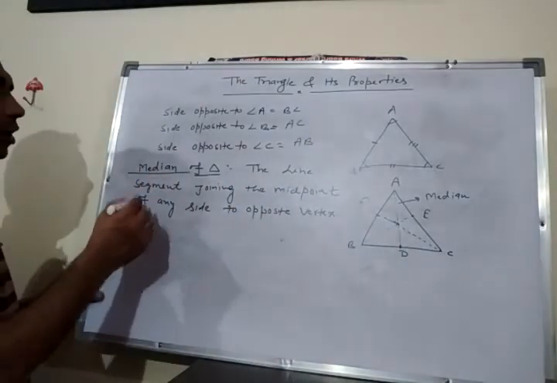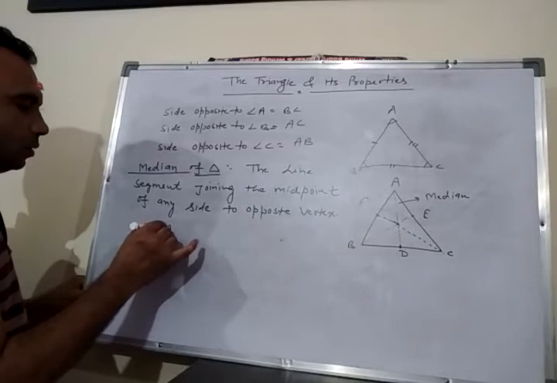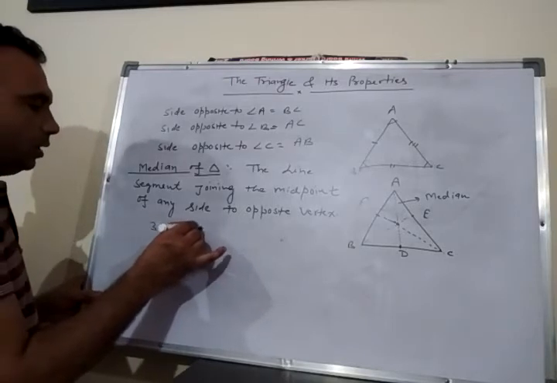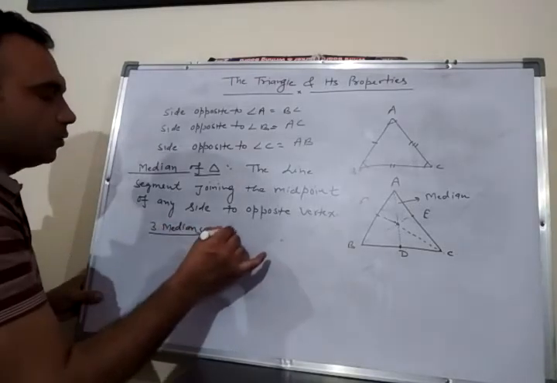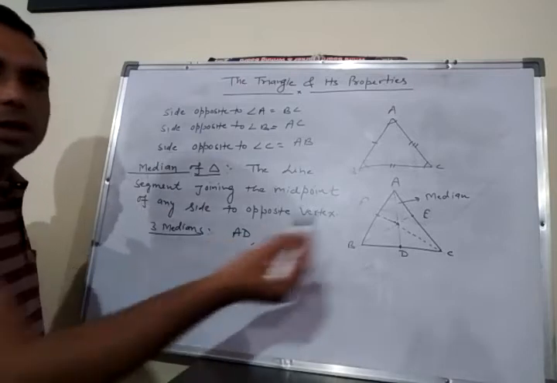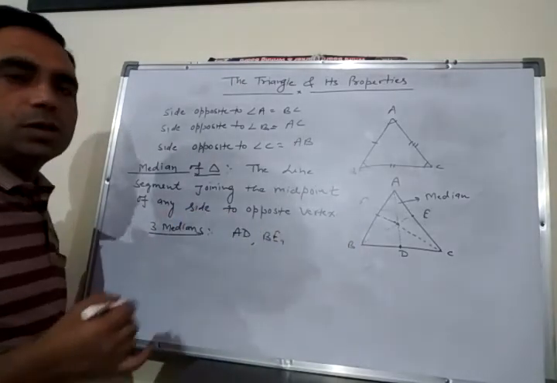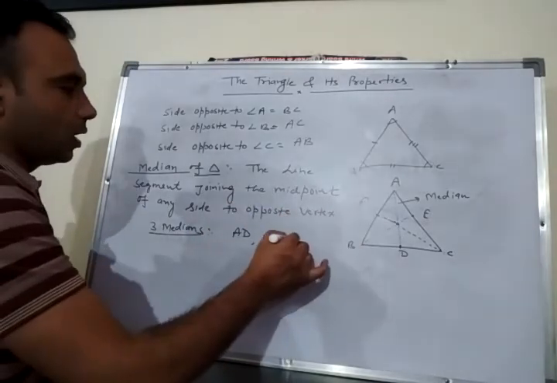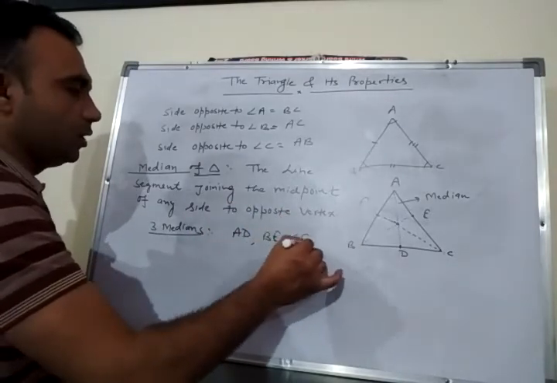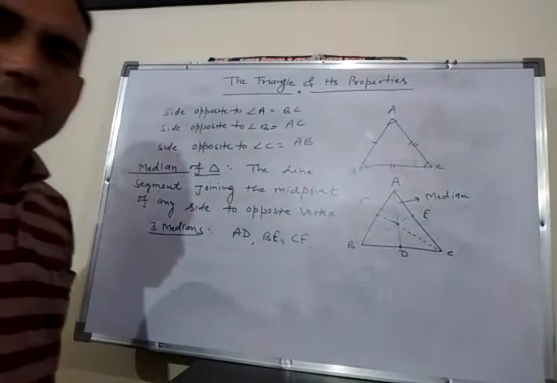So a triangle has three medians. One is from vertex A to D, that is AD. Second is from vertex B to E, so BE, and the third one from vertex C to F, that is CF.